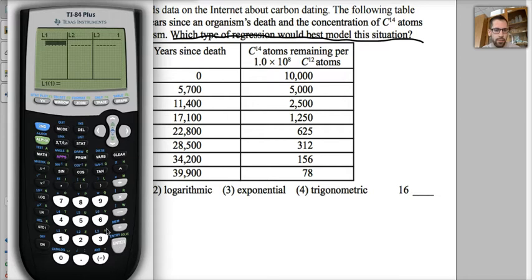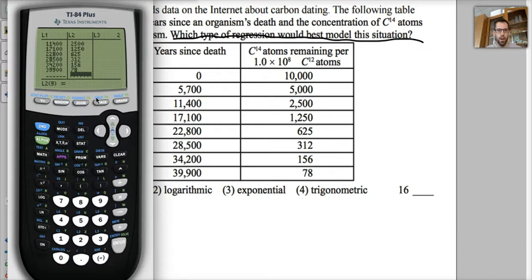So I'm going to go to stat, I'm going to go to edit. I've got 0, 5,700, 11,400, 17,100, 22,800, 28,500, 34,200, 39,900, 10,000. 156 and 78.